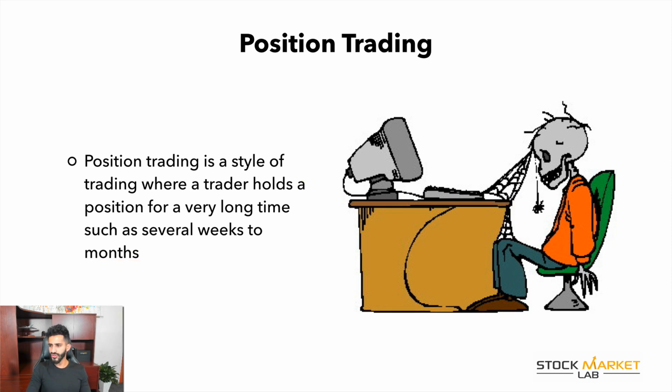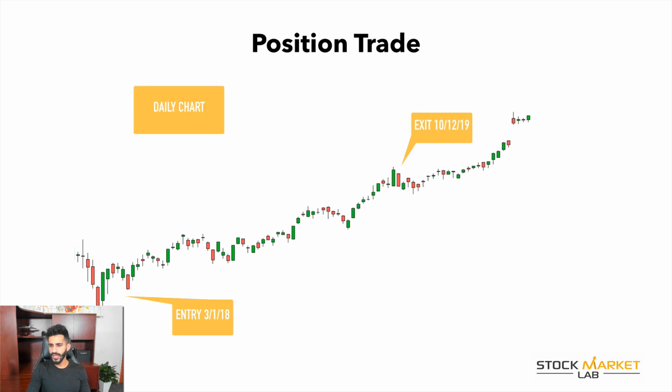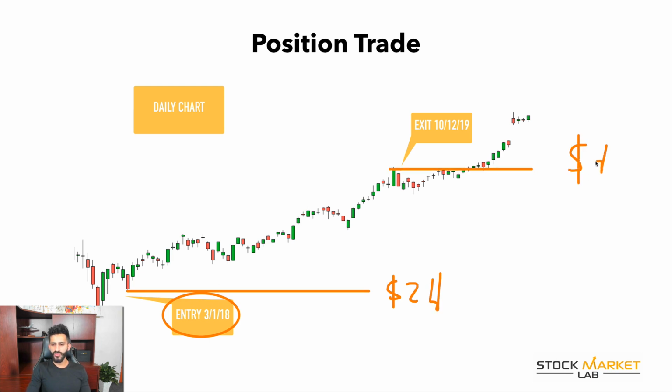Now, position trading, just to go on this chart, means something like this. So let's say this is a daily chart. Each candle represents one day. Your entry is March 1st, 2018, at let's say $24. And about a year and a half later, the stock goes to, let's say, $44. You bought here, you sold there. As a swing trader, you maybe bought here, sold there. As a day trader, you bought and sold the same day. As someone that's scalping, you bought and sold the same day too, but your entry and exit is probably a few seconds to a few minutes. That's the difference between all four of these trading styles.